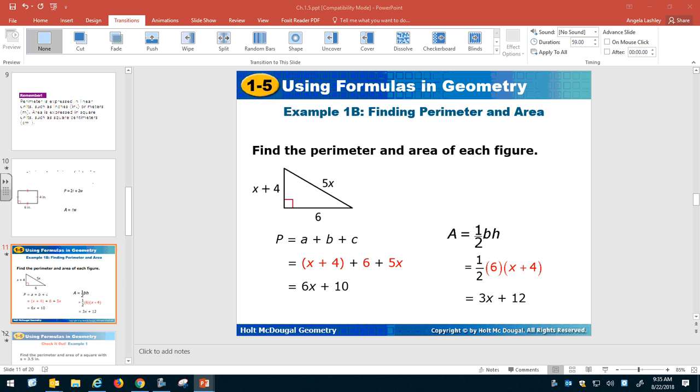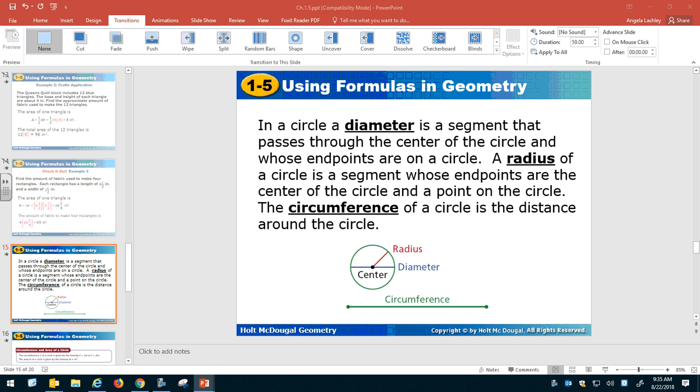We're going to work several together just to make sure you're getting the ideas. We already talked about this on the board, so I'm just going to quickly point out what the definitions are, but you already knew these. The diameter is going to be the segment that passes through the center and has endpoints on the circle. That's the diameter. The radius starts at the center and has an endpoint on the circle. And then circumference, because perimeter is the sum of the sides, circumference is the distance around your circle.